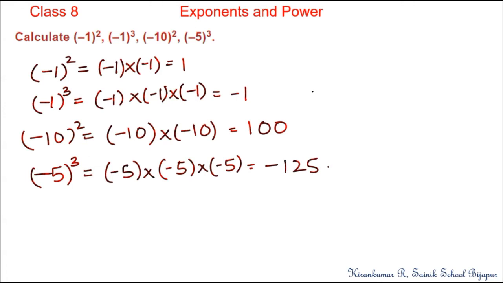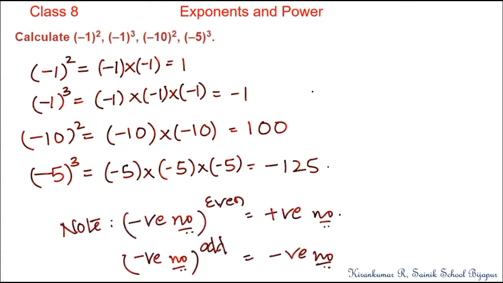You must note this. Whenever we have a negative number and the power is an even number, then the result we get is a positive number. Whenever there is a negative number and the power is an odd number, then the result is going to be a negative number. This particular point you must note.